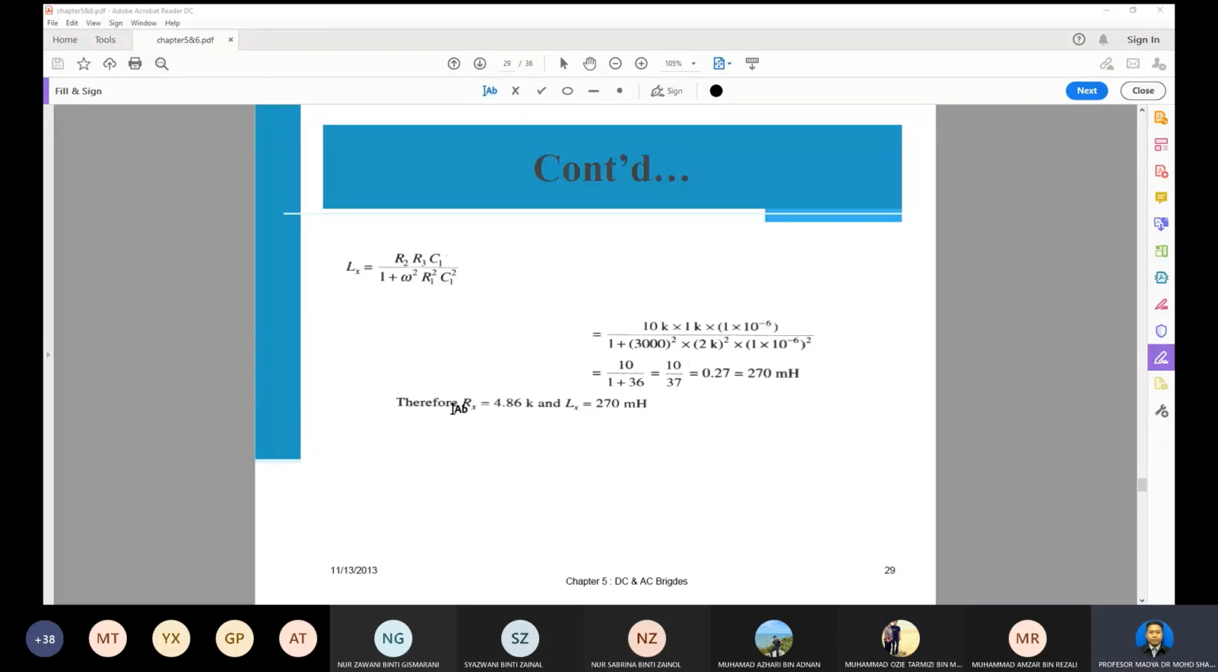So this is the value for Rx and the value for Lx for the Hay bridge, on the impedance Z4, this one.